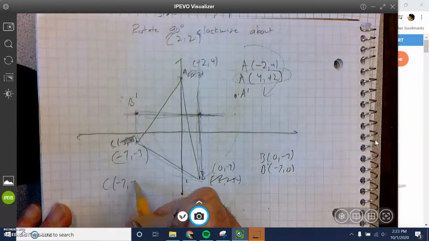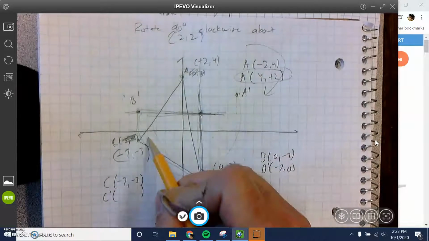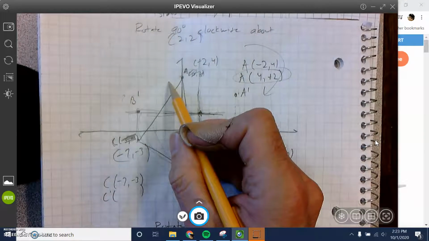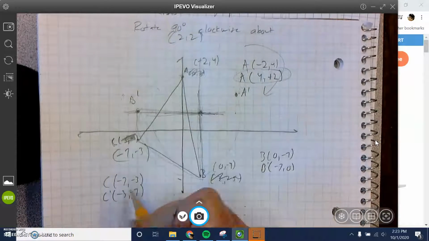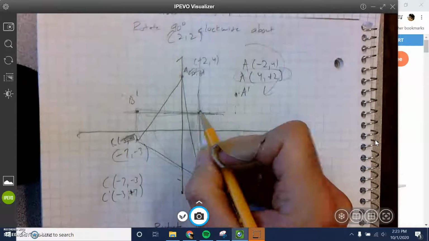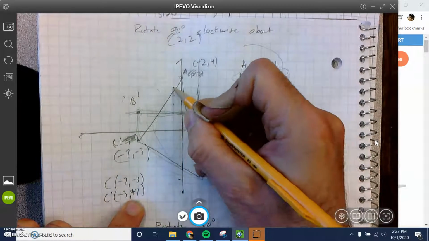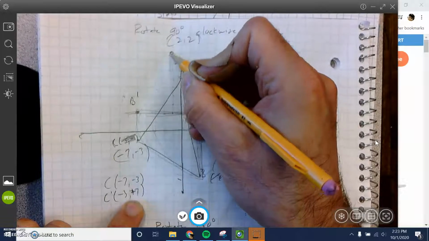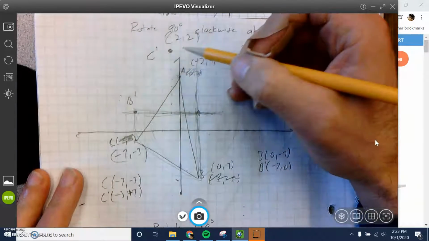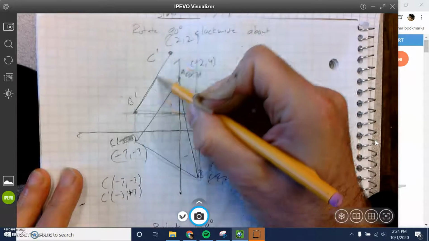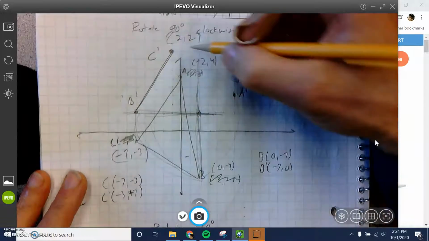C is -7, -3. And so C prime is going to be, so I'm in quadrant 3 according to this, so I'm going to go up to quadrant 2. So reverse, quadrant 2 is -x, +y. So it's -3, 1, 2, 3, up 7. 1, 2, 3, 4, 5, 6, 7. Bam. So here's C prime. Cool. All right, so connect the dots. A prime is over here.